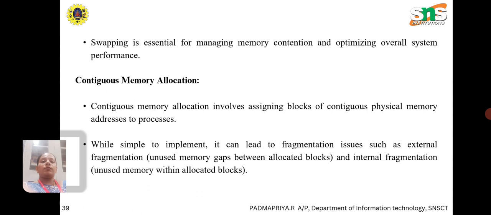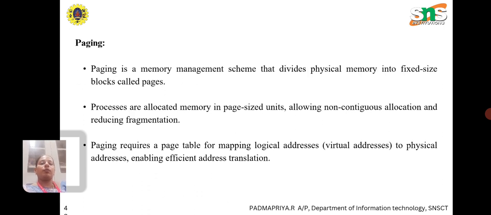And contiguous memory allocation. Contiguous memory allocation involves assigning blocks of contiguous physical memory addresses to a process. While simple to implement, it can lead to fragmentation issues such as external fragmentation and internal fragmentation. External fragmentation is unused memory gaps between allocated blocks, and internal fragmentation is unused memory within allocated blocks.